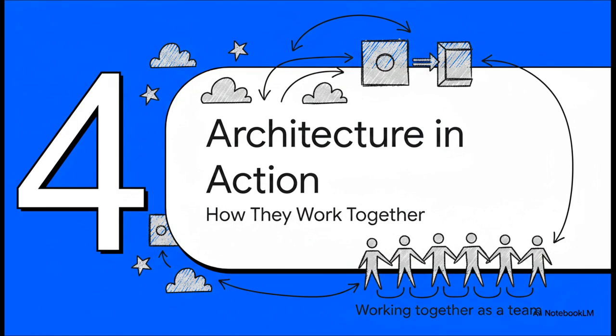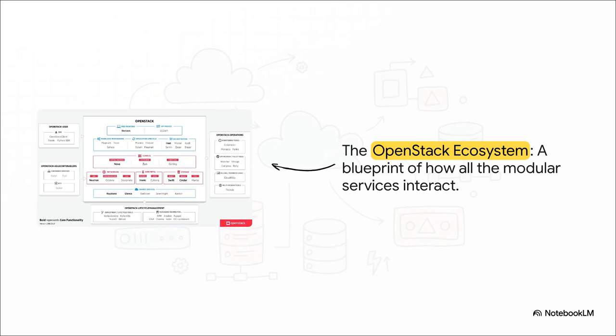So now that we've met all the individual players, let's see how they actually work together as a team. This is where the real power of that modular, API-driven design starts to shine. Okay, so this might look a little complex at first, but you can see all the services we've just talked about. There's Horizon at the top for the user, Nova in the compute block, Neutron for networking, and all the storage and shared services down below. The key takeaway here isn't to memorize every single connection, but to get the concept.